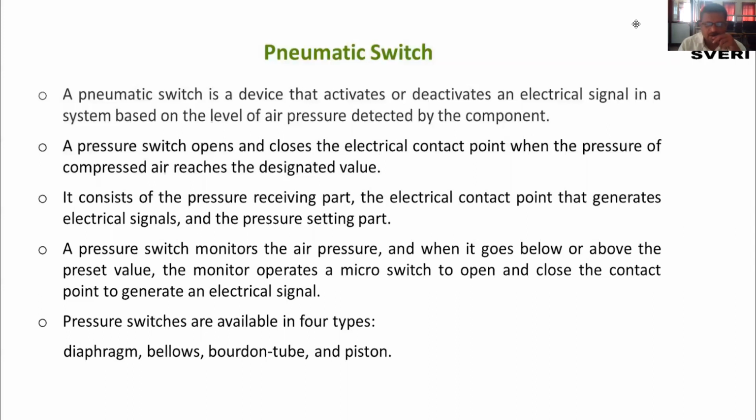Now, today we will see pneumatic switch. Now, pneumatic means what? It is operated on air. Pneumatic means it is operated on air.